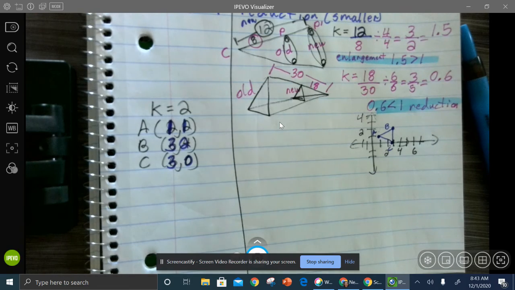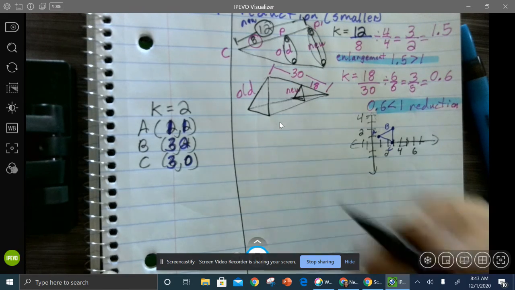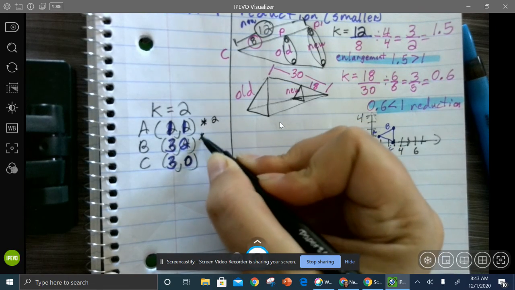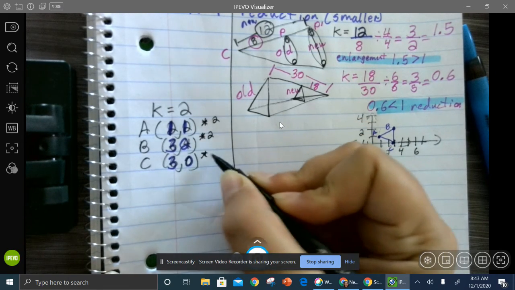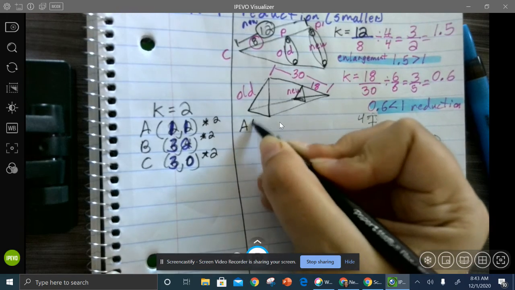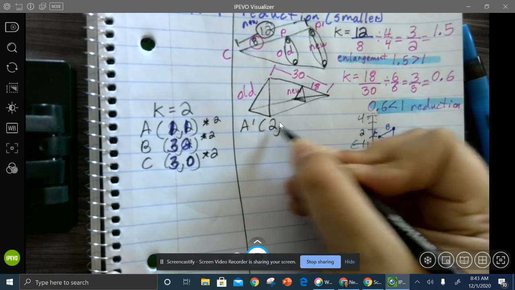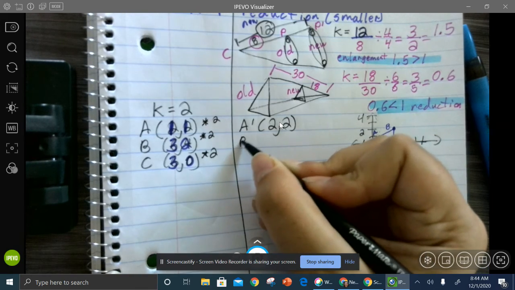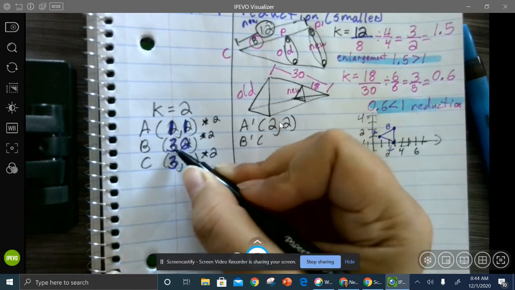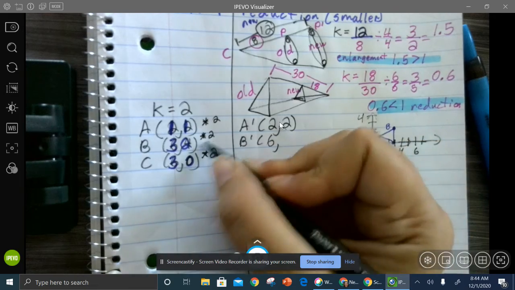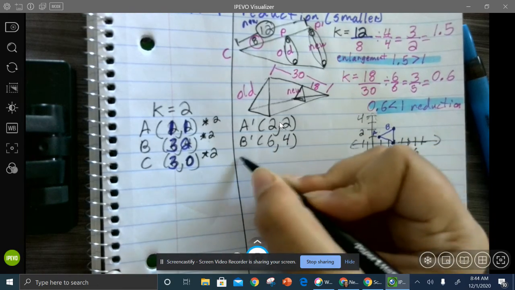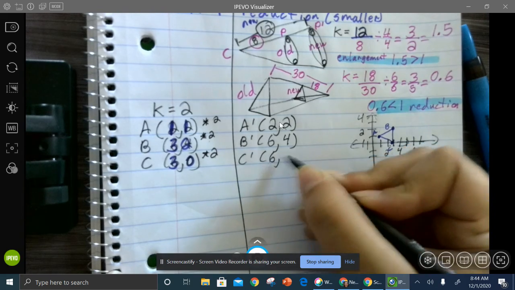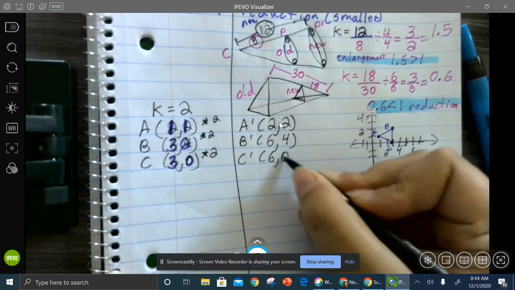Okay, we're doing a scale factor of 2. So what we're going to do is multiply all of these by 2. So A prime is going to be 2 times 1 is 2. B prime is going to be 2 times 3 is 6, 2 times 2 is 4. C prime is going to be 2 times 3 is 6, 2 times 0 is 0.